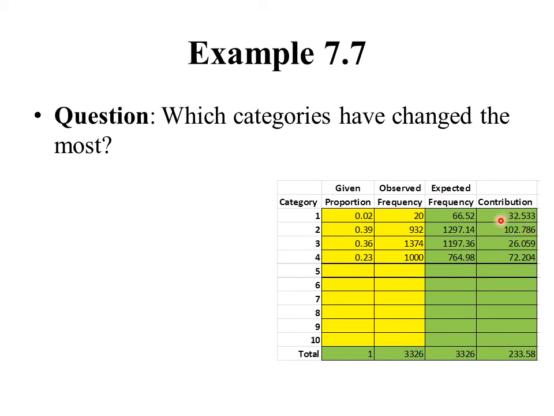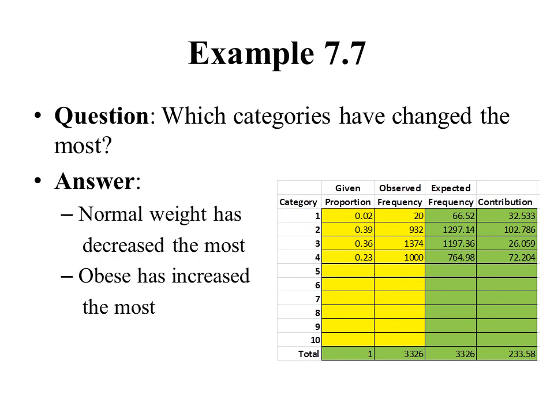And so what we see here is that the largest contribution came from the second category, which was normal weight. We see that we observed quite a bit fewer than what we expected. The next biggest number over here is the obese, and notice that we observed 1,000, but we expected only 764. So that appears to have changed the most. And so a real informal answer is that the category of normal weight has decreased the most, and obese has increased the most. Our other two categories have changed about the same.